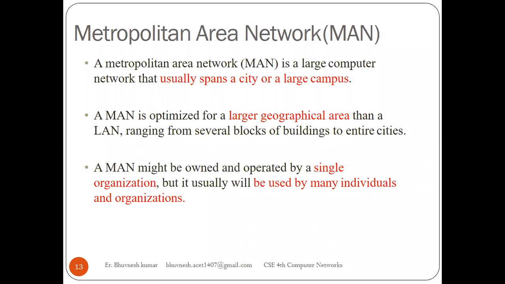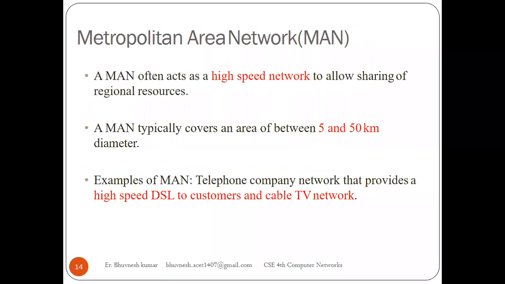Okay, this is the example of your MAN. Next is a MAN might be owned and operated by a single organization. Your MAN network is operated by a single organization, and I have told you that that organization is SBI. It means the main head office of your SBI at Bombay is operating all these branches. Okay, but it usually will be used by many individuals and organizations. A MAN often acts as a high speed network to allow sharing of regional resources.